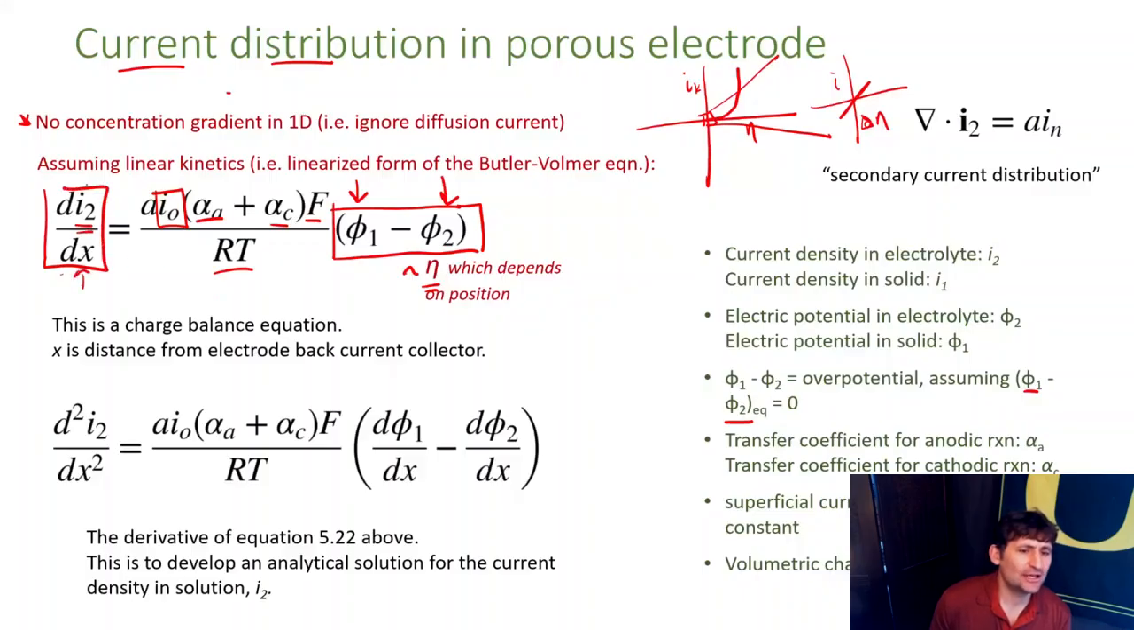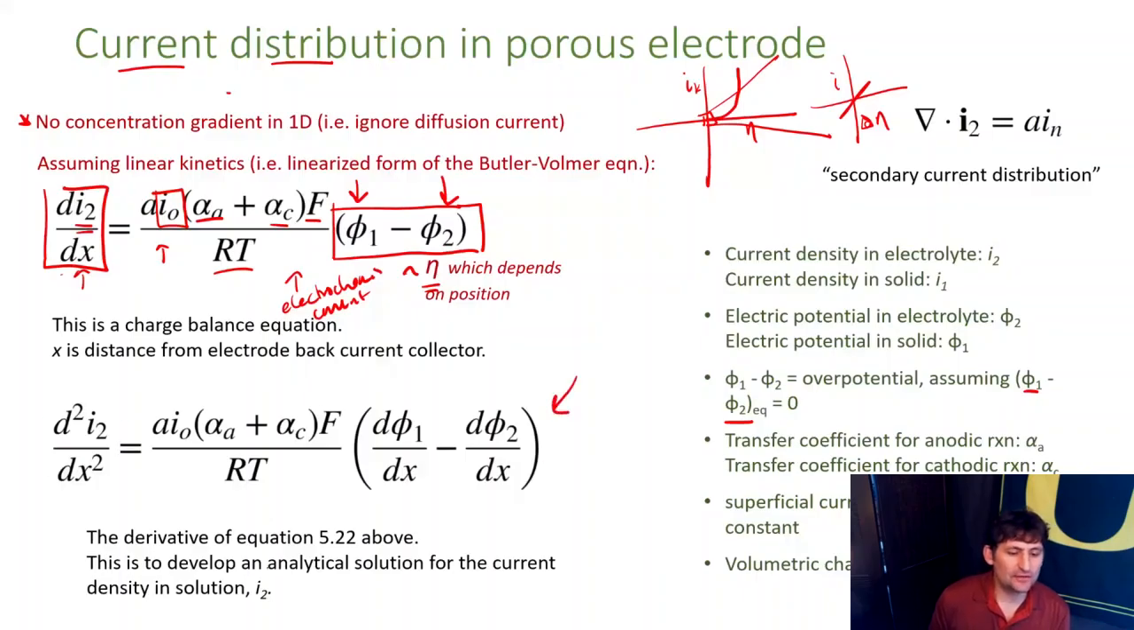Because the current in the electrolyte will go up if there is positive current passing from the electrode to the electrolyte. That positive current that passes to the electrolyte must be carried by ions in the electrolyte. So I set the derivative of the electrolyte current equal to the reaction rate, the electrochemical current, Faradaic current at the interface. I can take the second derivative of this equation and I get this.